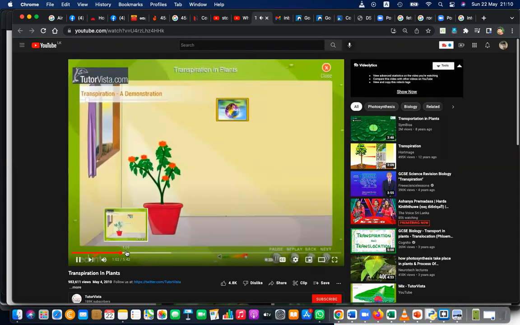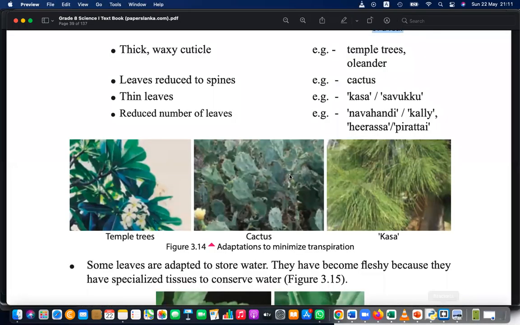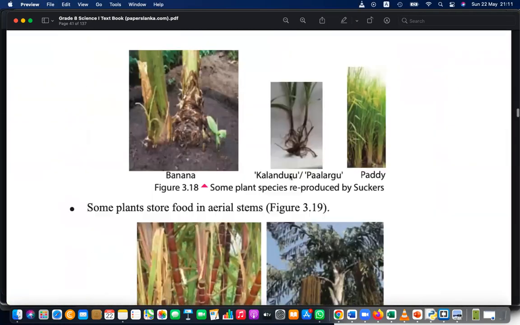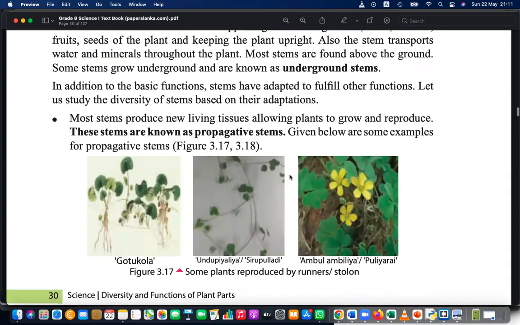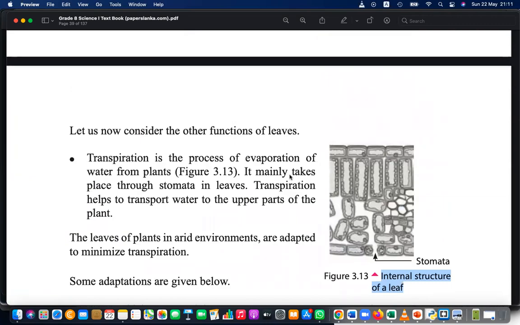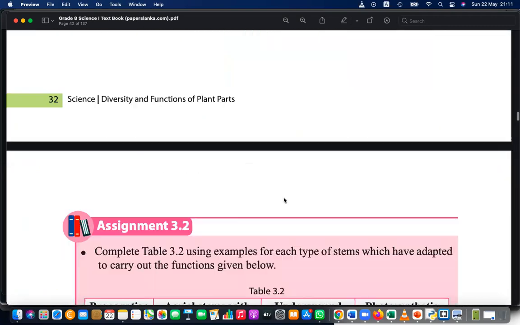Medium-sized, well-watered potted plant. Place an empty polythene bag with its mouth tied. Okay, this is another practical that you can do. I think the same practical is there in the book. Let's refer to the book. I thought that is there, but not sure whether it's in the grade 8 book.